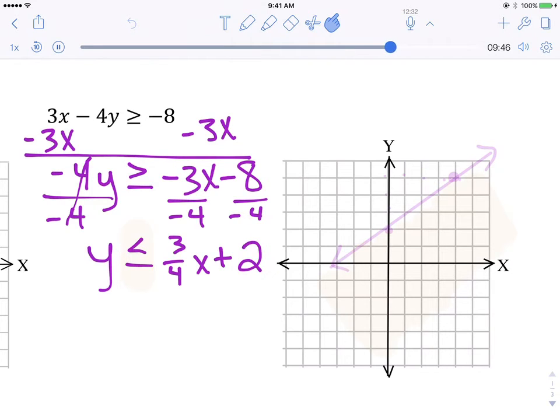Now we're going to graph that. Our y-intercept is at 2. We're going to go up 3, to the right 4. So that's where our line is. Because there is an equal sign in my inequality, I'm going to use a solid line. So there's our graph, and this is a less than symbol, so then this is going to be shaded below the line.